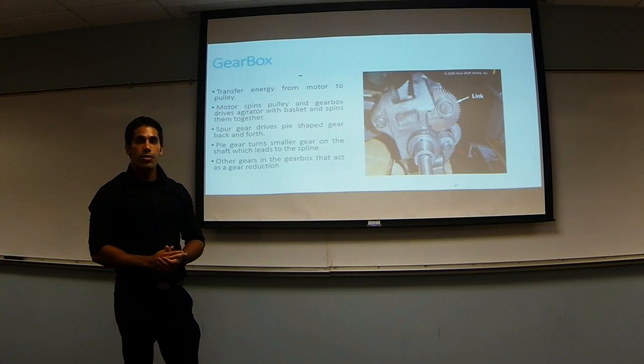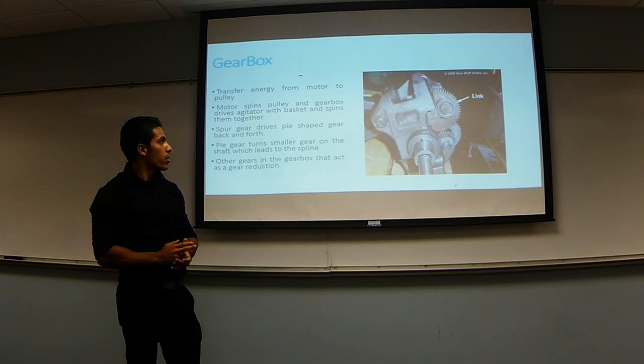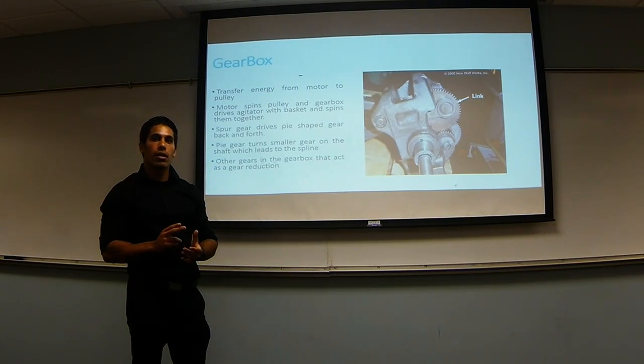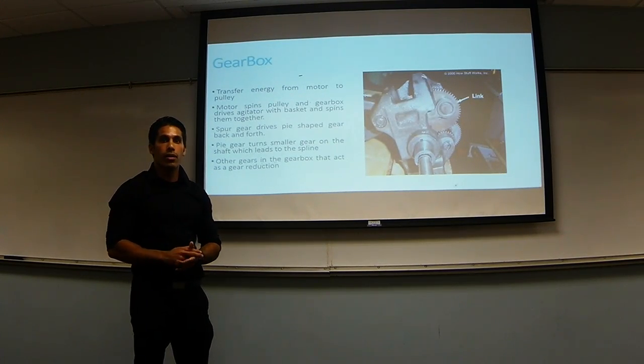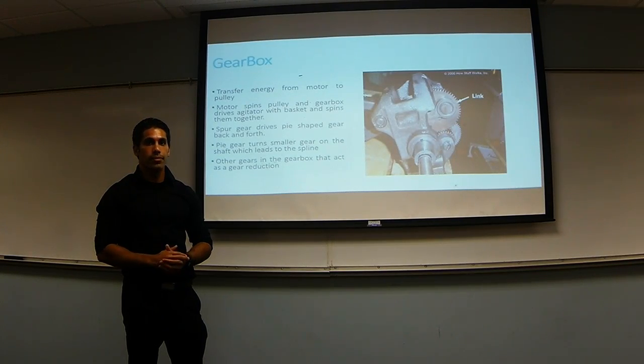A gearbox is used inside the washing machine to transfer energy from the motor to the pulley. When the motor spins in one direction, the gearbox drives the agitator. When it spins the other way around, the gearbox will lock the agitator with the basket and spin them together.